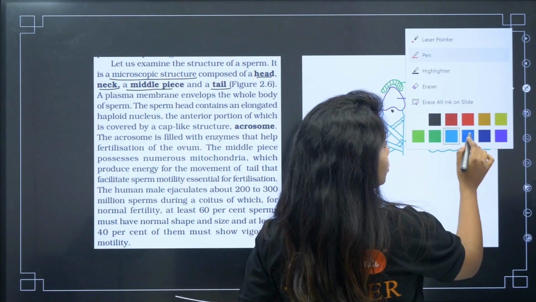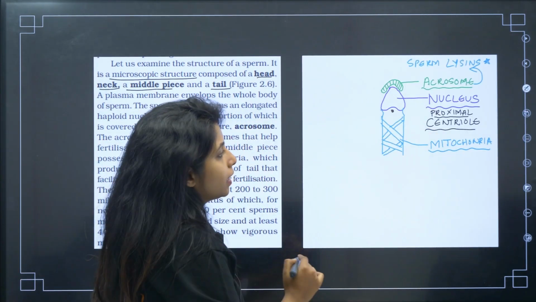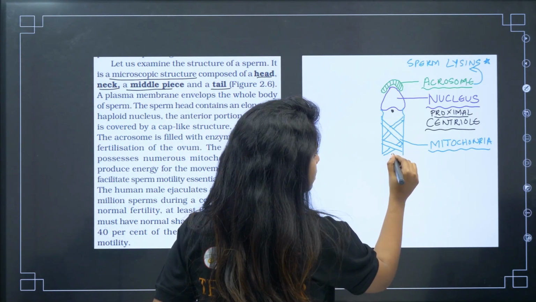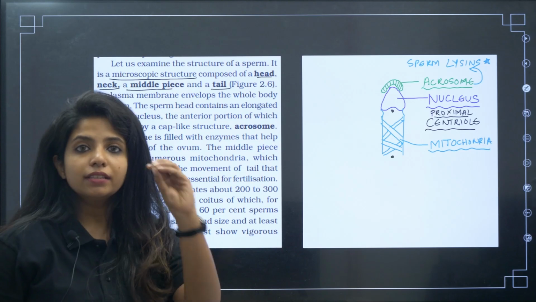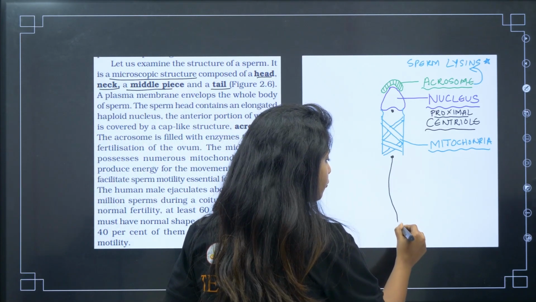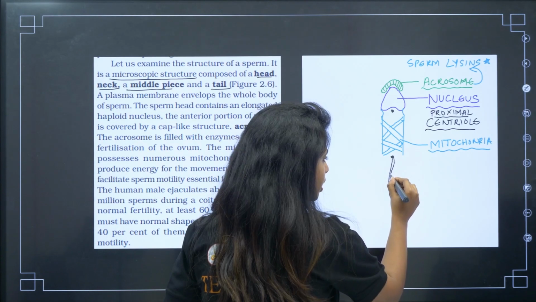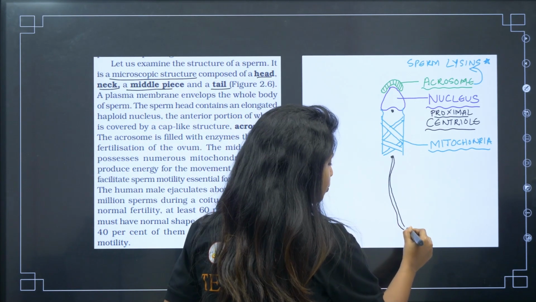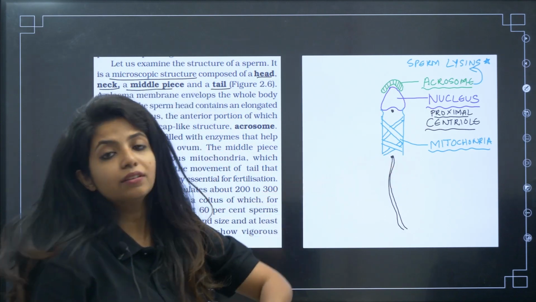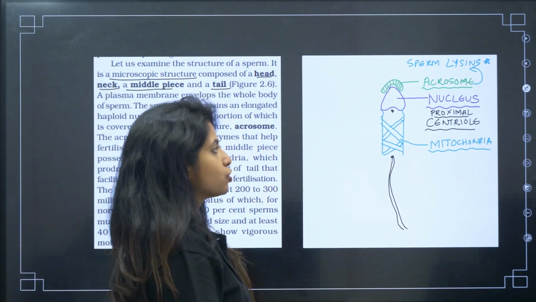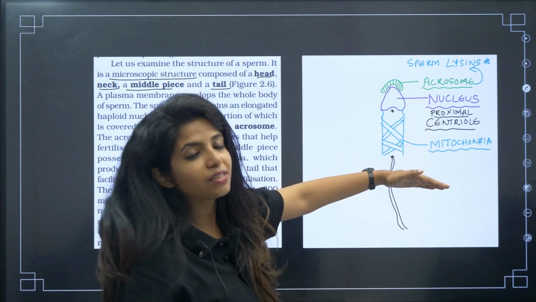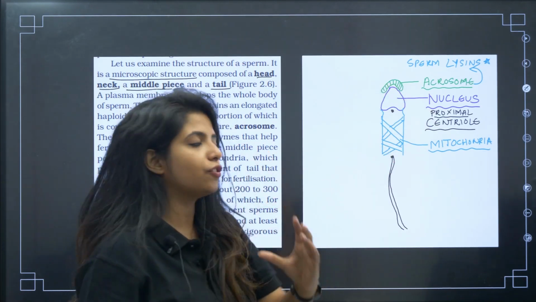Now I told you there are 2 centrioles. So one centriole was there, the other centriole is right over here. And what is the role of this particular centriole? This particular centriole will be responsible for the formation of the tail flagella, which is made up of microtubules. So for formation of this tail region, you need the next centriole. This is proximal, then this will be what? It is in distance, so it is known as distal centriole.